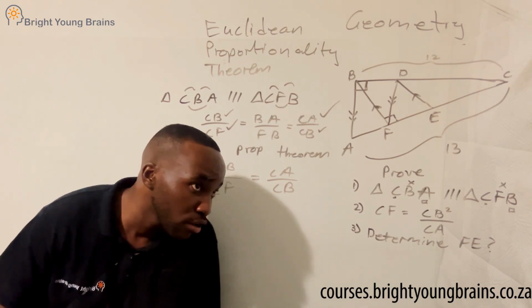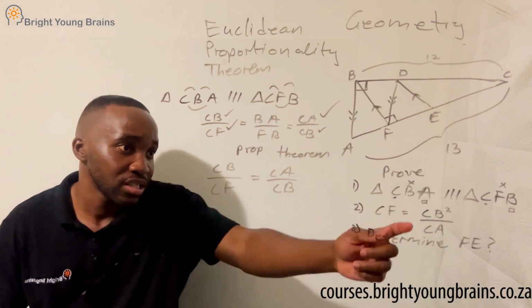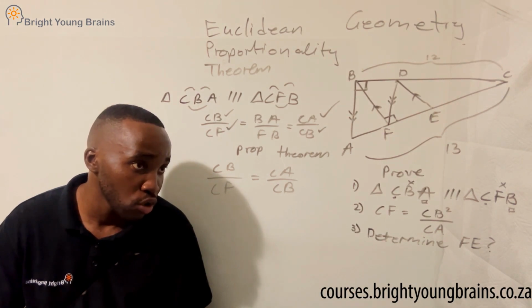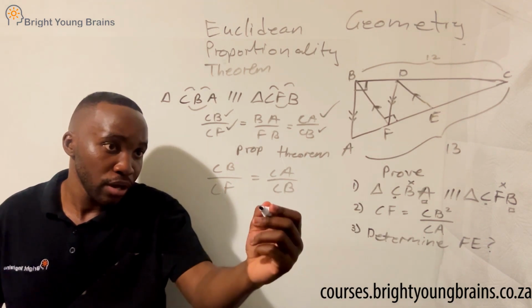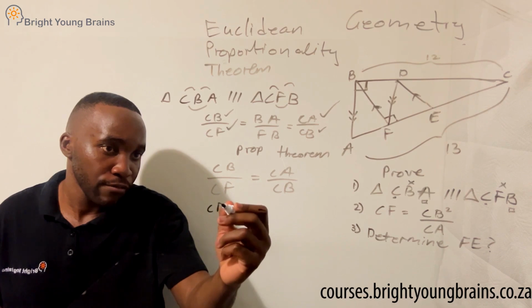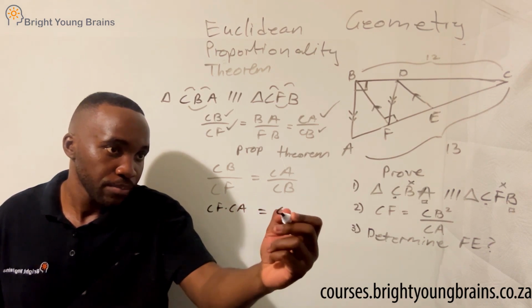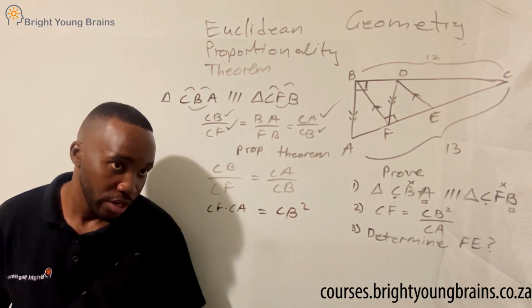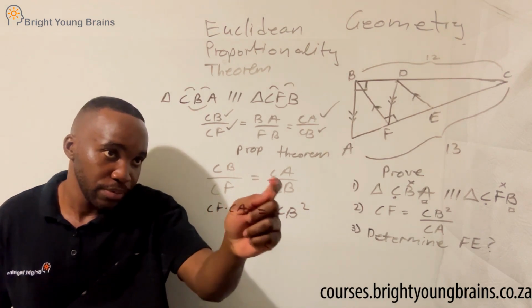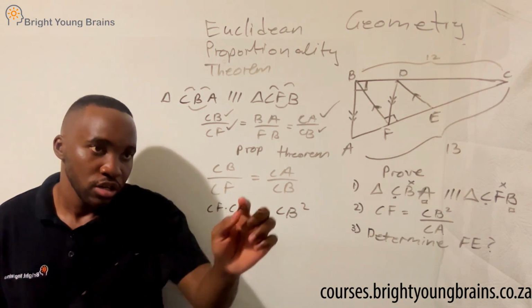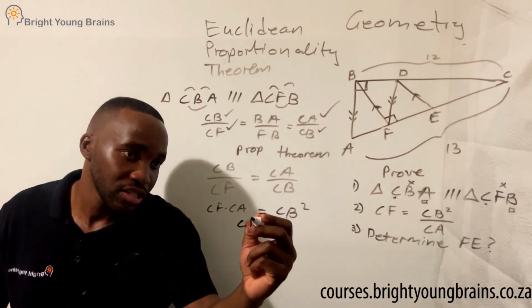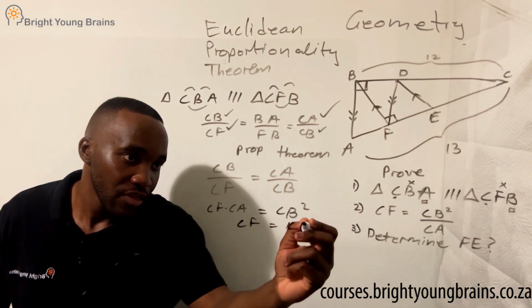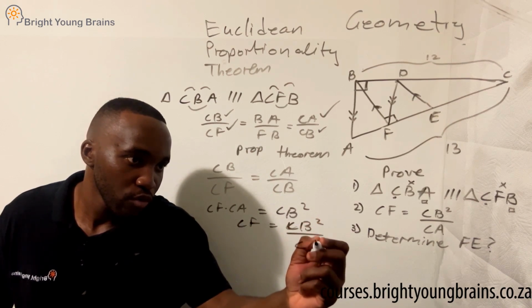Technically here we want CF on its own. To get CF on its own, we're going to have to cross multiply first. Cross multiplying, you're going to have CF dot CA here, and then CB squared, because CB times CB. Then to get CF on its own, you can just divide by CA on both sides, and then you have what they want you to prove.